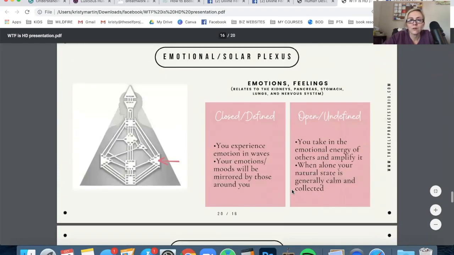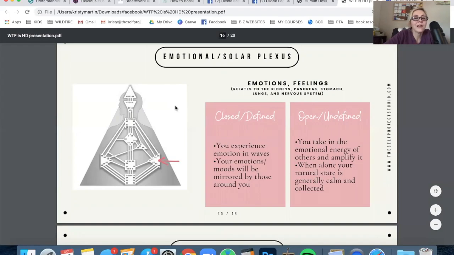Your emotional solar plexus, that's this guy over on the right side of the chart, your little sideways triangle. It's all about emotions and feelings. Anatomically, it relates to the kidneys, pancreas, stomach, lungs, and nervous system, which totally makes sense because when you're feeling anxious or fearful, what most often happens is your stomach is tightened up. You might be feeling kind of short of breath. You feel nervous. You might feel shaky, like your digestion system is whacked. So it's all tied together, mind-body connection.